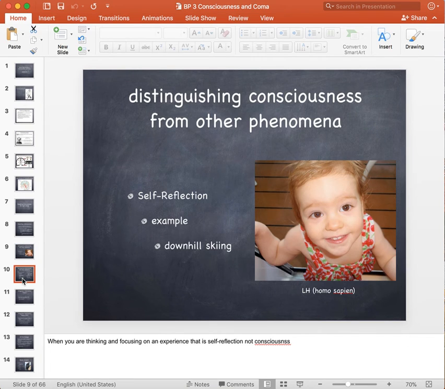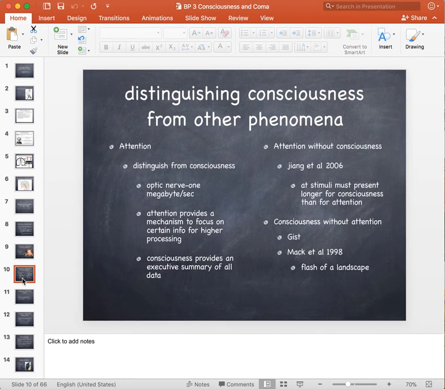All right, so let's distinguish consciousness from attention. This is a little bit of what Dr. Starks was talking about a moment ago. Since we love thinking of our computers in terms of storage and bits, just recognize that each one of your optic nerves processes about 1 megabyte of information a second. And attention is a way to focus certain information that your brain is recognizing on a subconscious level for higher processing.